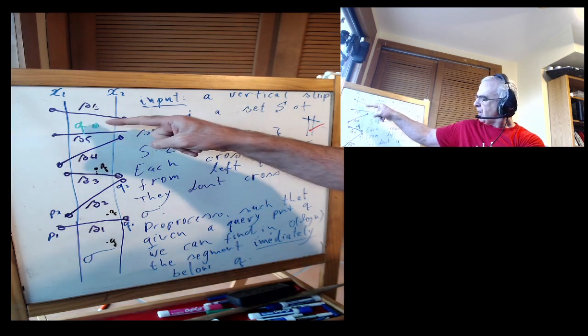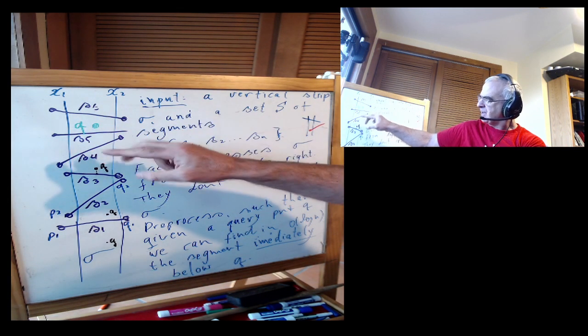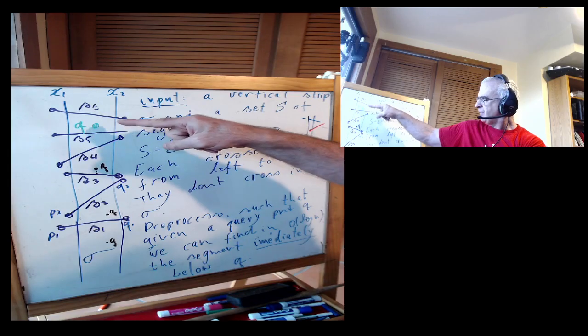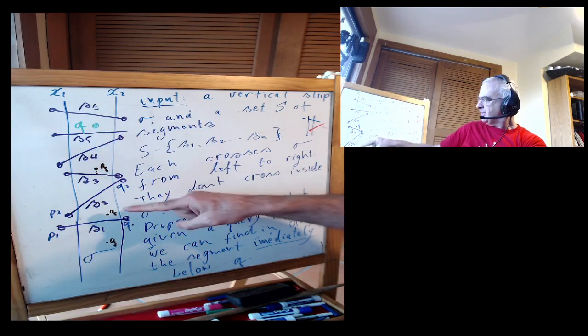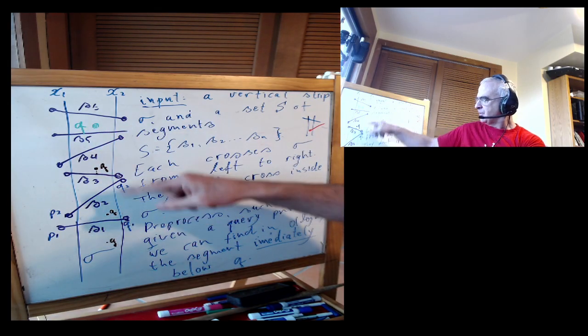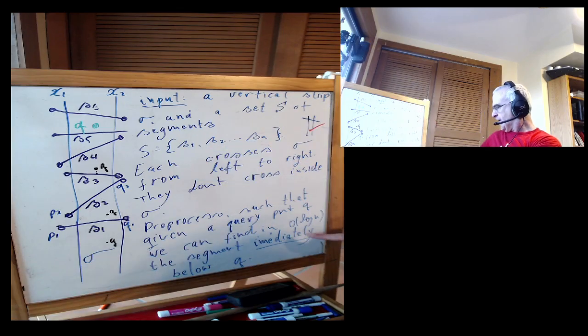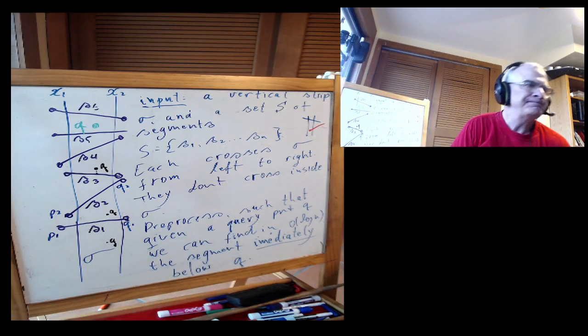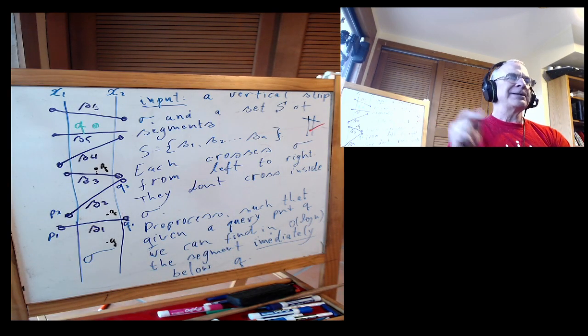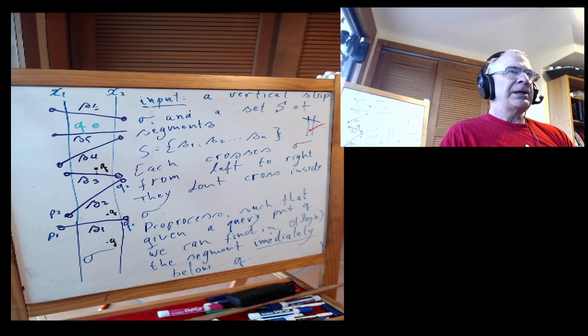The question is, how can I arrange them in a data structure so that once I give you a query point, I'll know immediately which segment is below me in time log n. It's not a hard question, but you can do it wrongly. Is the question clear to everybody?